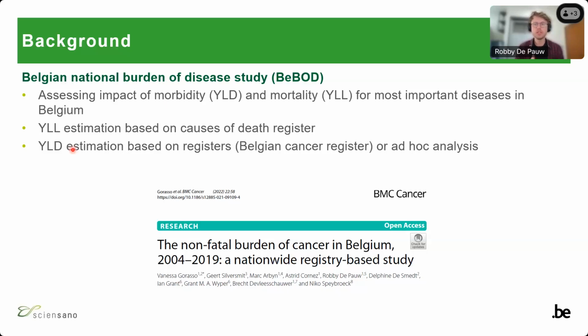And based on that register, we can calculate the mortality related burden expressed as YLLs for actually all causes of death that were registered in Belgium. The YLD estimation is a bit different. If we're lucky, and we are quite lucky for cancer, there is a registry available. And for this exercise for cancer estimates, we were able to use the Belgian Cancer Register for this. Or if no register is available, we have to do an ad hoc analysis.